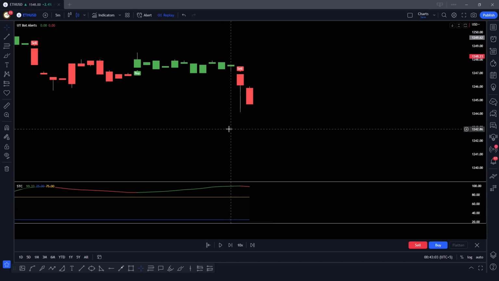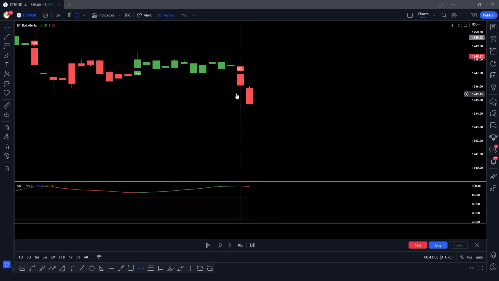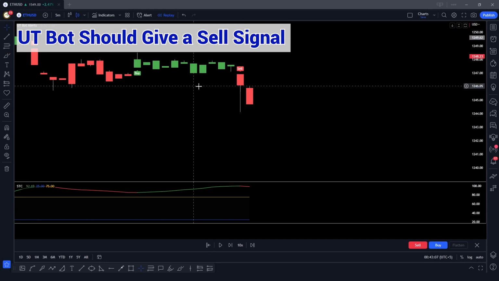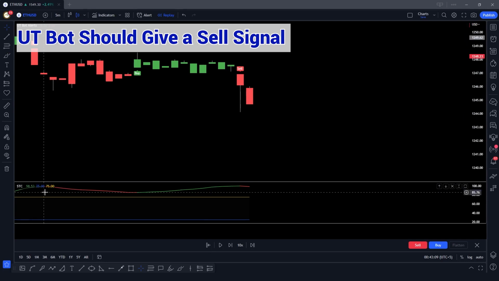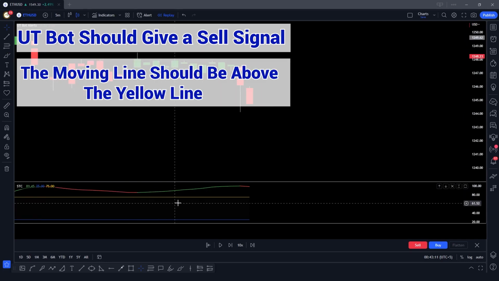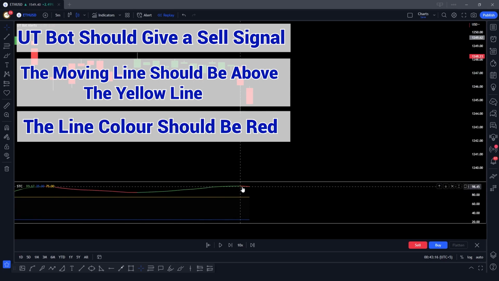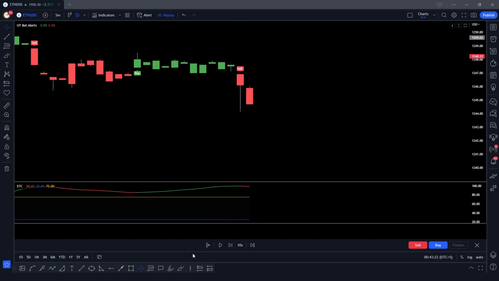The rules for entering a short position are as follows. First of all, there should be a sell signal in the UTBot alerts indicator on the chart, and also in the STC indicator, this moving line should be above this yellow line, and it should be pointing in the downward direction with red color. So as you can see, both these conditions are meeting here on this candle, and we are good to take a short position.